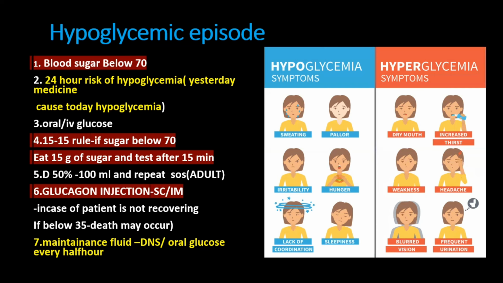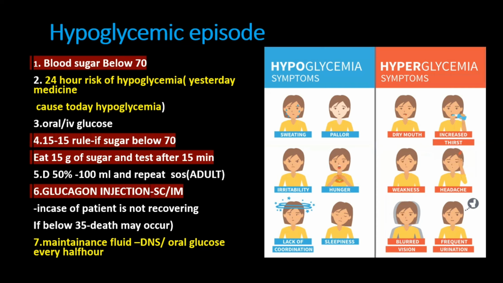The 15-15 rule is: if blood sugar falls below 70, eat 15 grams of sugar and test after 15 minutes. If the patient reaches the hospital with hypoglycemia, then we can give dextrose 50% 100 ml and repeat SOS in case of adults, and 25% 100 ml in case of children.